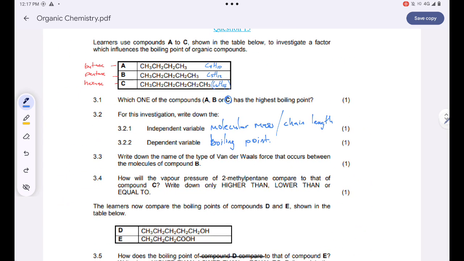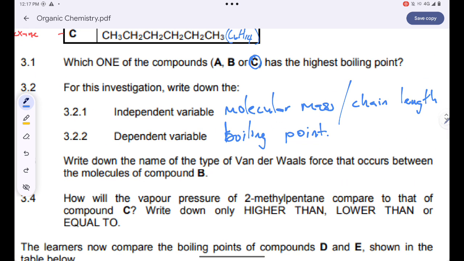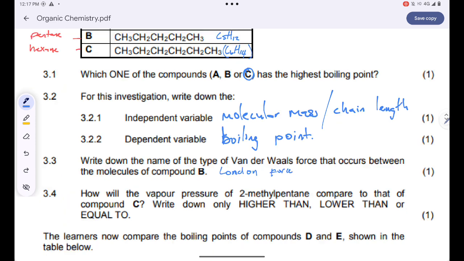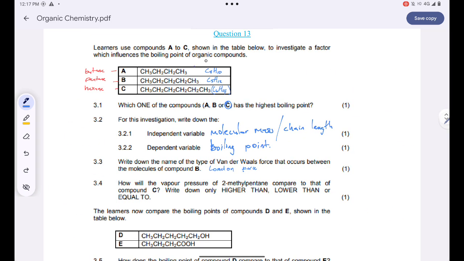Write down the name of the type of van der Waals forces that occurs between the molecules of compound B. We have London forces. Actually, all of these compounds have London forces.